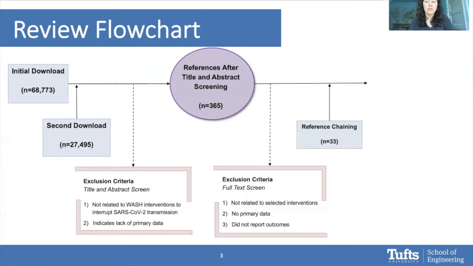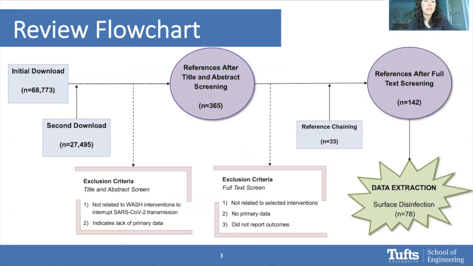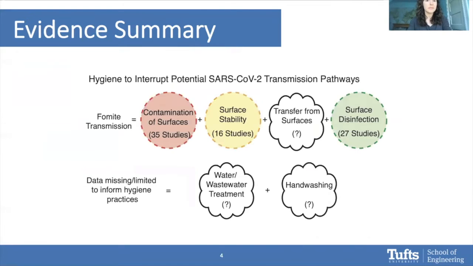Additionally, we added 33 articles from reference tracing for a total of 142 articles, of which 78 were related to surface disinfection, which I'm going to present on today. Generally, our evidence can be summarized by looking at fomite transmission.